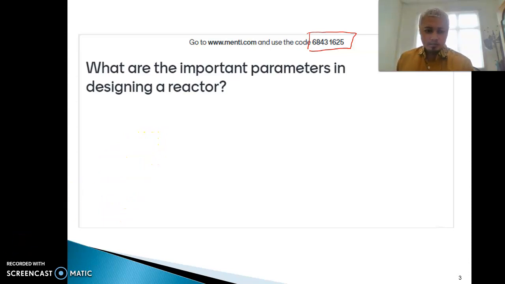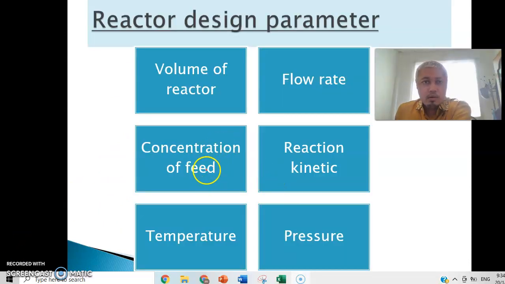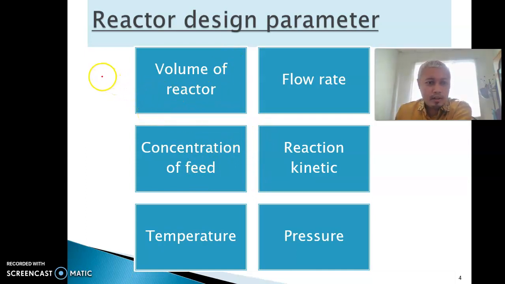This is an example of a reactor design parameter, where the first one is the volume of the reactor. Normally we will express it as V.